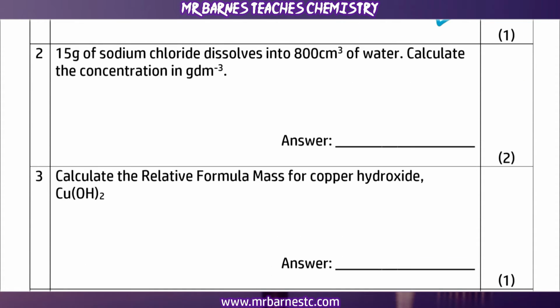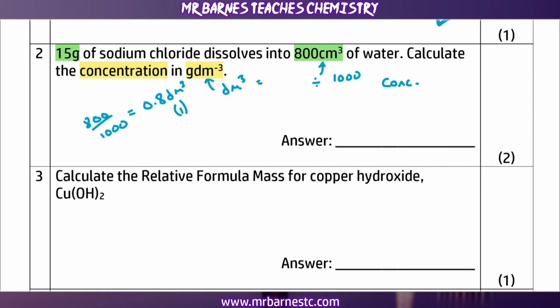Question 2. 15 grams of sodium chloride dissolves into 800 centimeters cubed of water. Calculate the concentration in grams per decimeter cubed. So we've got 15 grams and we have 800 centimeters cubed. So number 1, decimeters cubed. 800 divided by 1,000, that gives me 0.8 decimeters cubed. That's 1 mark. The second one, concentration is mass divided by volume. 15 grams divided by 0.8, and that gives me 18.75 grams per decimeter cubed.